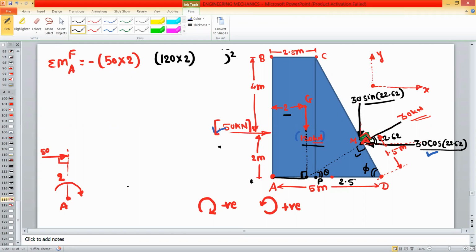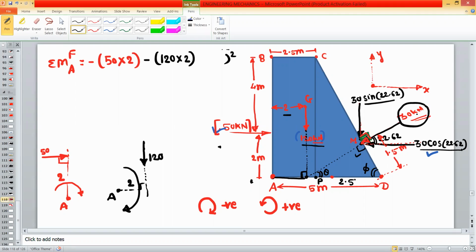Okay. So just consider. So this is the point A. This is the line of action for that force. This is the actual force 120. And this distance is nothing but the perpendicular distance. So that is equal to 2 meter. So when this force passes through this line, it will try to rotate the complete system in this direction. So this direction is clockwise about point A. So this moment is again minus 120 into 2. Okay. Now the last force is 30 kilonewton.